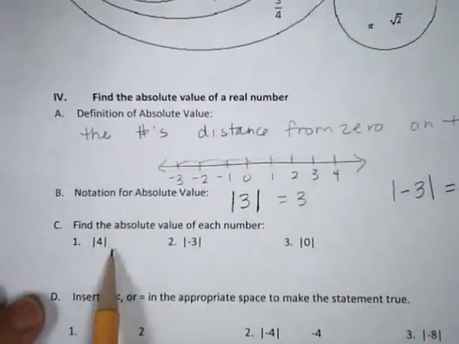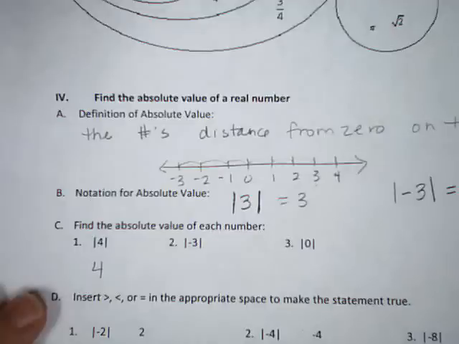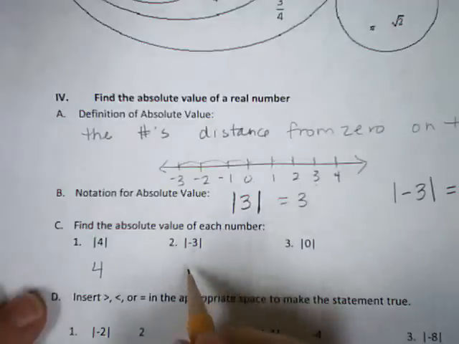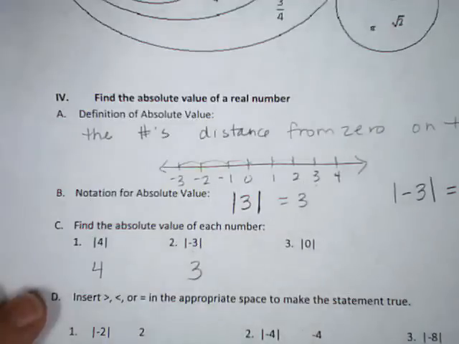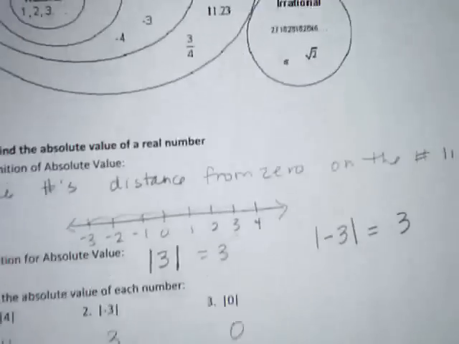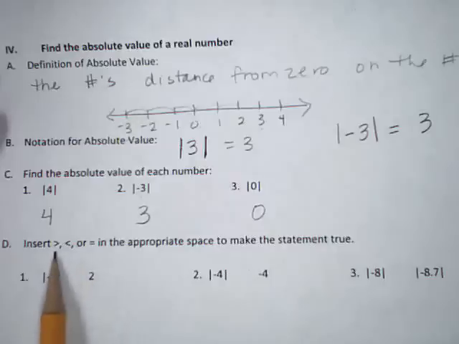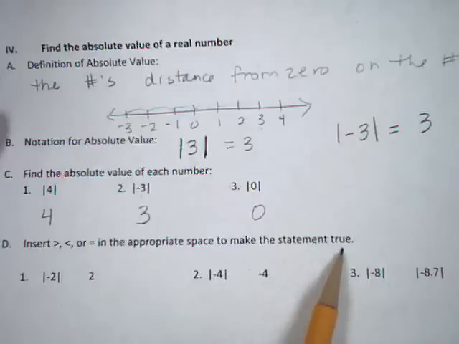So the absolute value of 4, or number 1, would just be 4. The absolute value of -3 is 3. The absolute value of 0 is just still 0. And then part D kind of combines what we've talked about in the previous sections. It says insert greater than, less than, or equal to in the appropriate space to make the statement true.